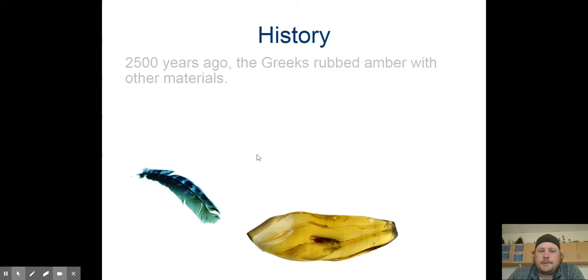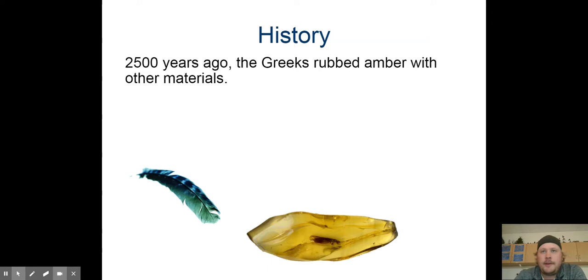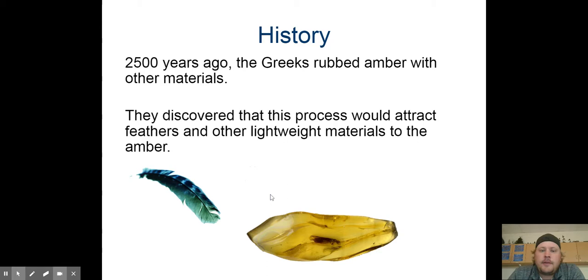So what is the history? You think of electricity, you think of Ben Franklin and the kite and that original idea. And yeah, that's part of it. But way back, over 2,500 years ago, the Greeks figured out that if they rubbed amber with other materials, the process would attract the feathers and lightweight materials to the amber. As they rubbed it together, they could then push and hold it, and the things would be attracted.